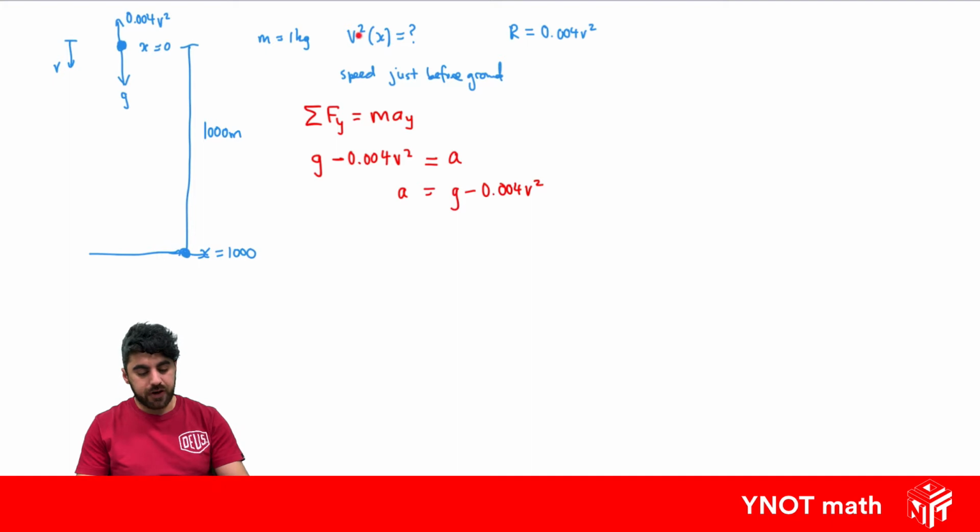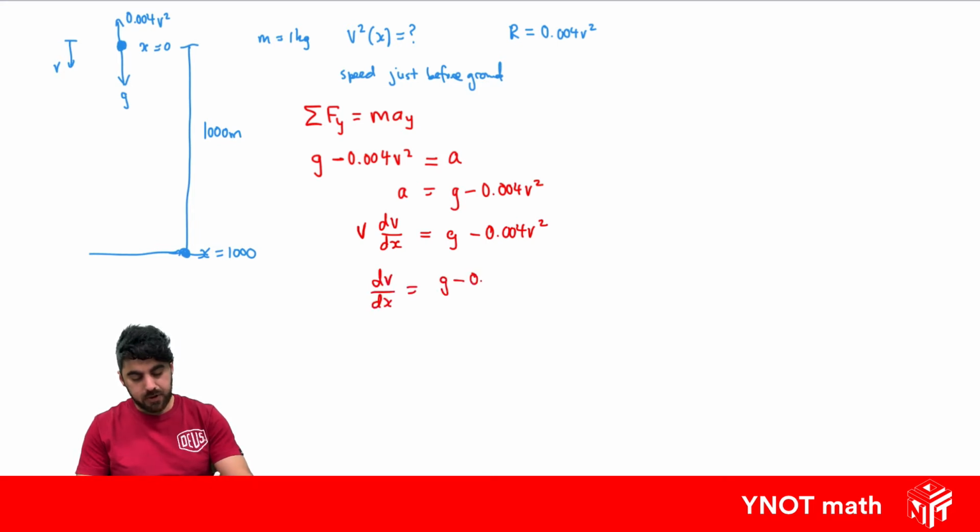We want an expression for x, so the best choice to rewrite our acceleration would be to use v dv/dx, and this will equal g minus 0.004 v squared. Let's divide both sides by v, so we get dv/dx equals (g minus 0.004 v squared) all over v. We don't want to integrate both sides just yet because we have dx on the bottom and this is not in terms of x. So we're going to take the reciprocal of both sides.